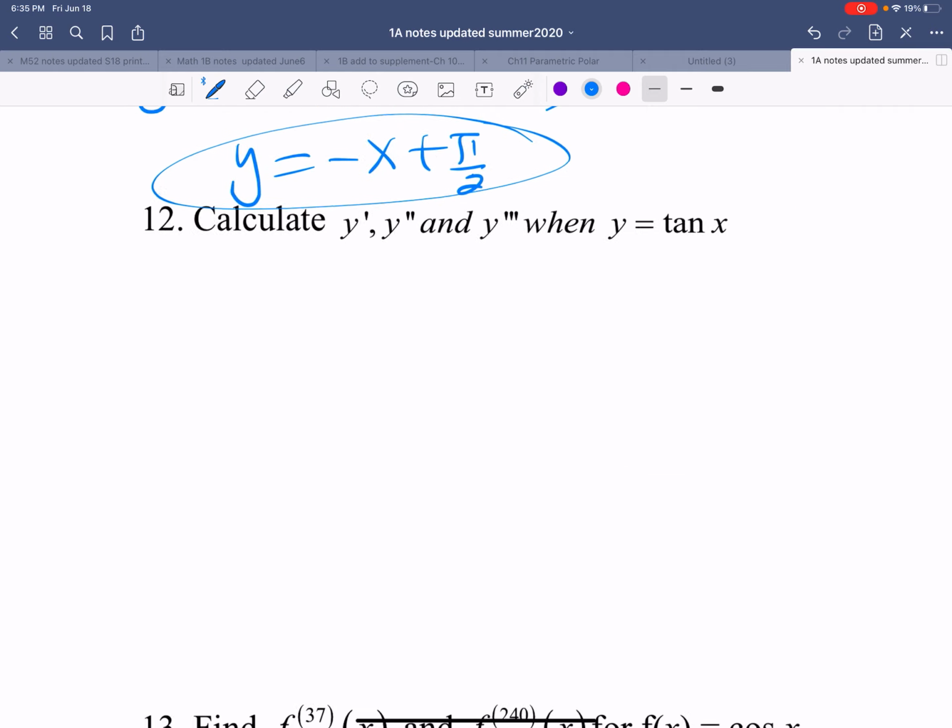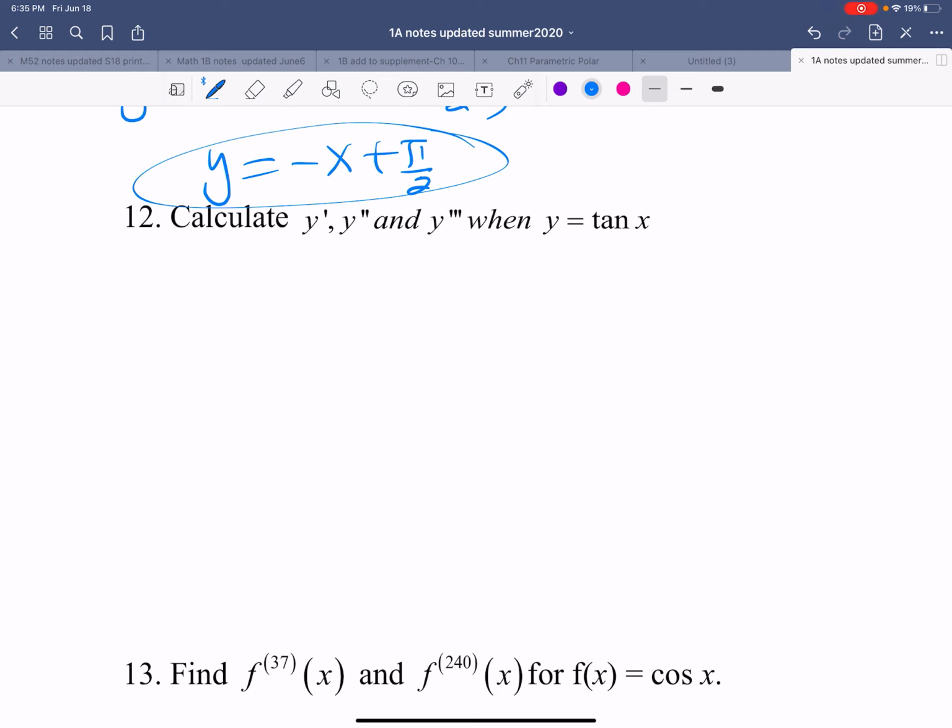Here's another example. Calculate y double prime, y triple prime, and y is equal to tangent x. Okay, so y is tangent x. What is the derivative of tangent x? Derivative of tangent x is secant square x. So first derivative is secant square x.